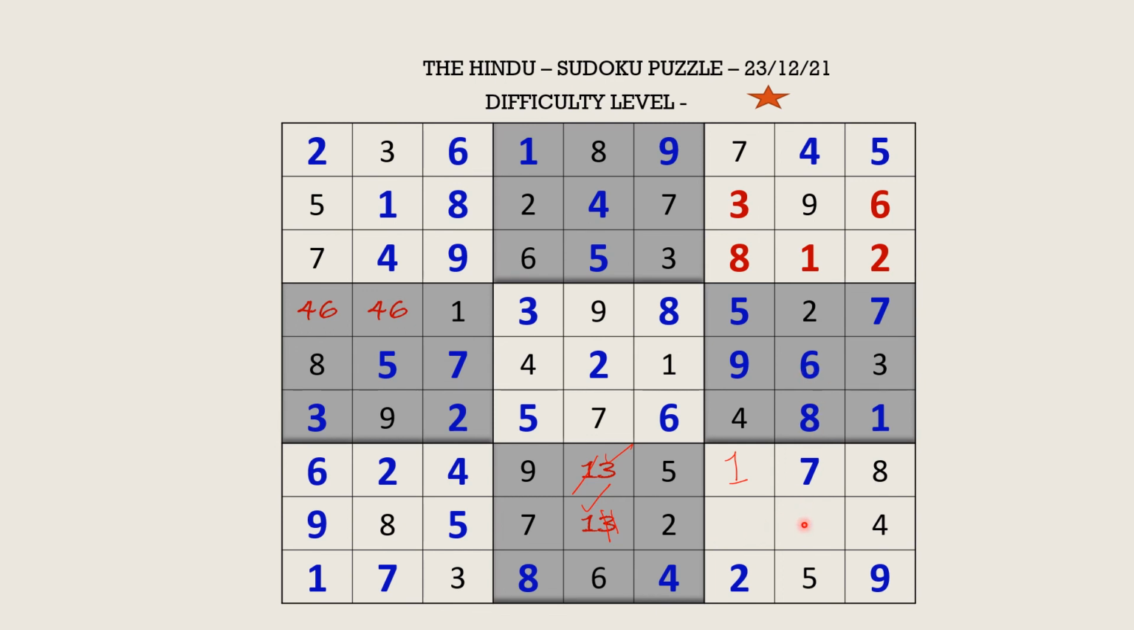6 blocks here. So this is 3 and this is 6. Here 4 blocks. So this becomes 6 and this becomes 4. And the puzzle is solved.